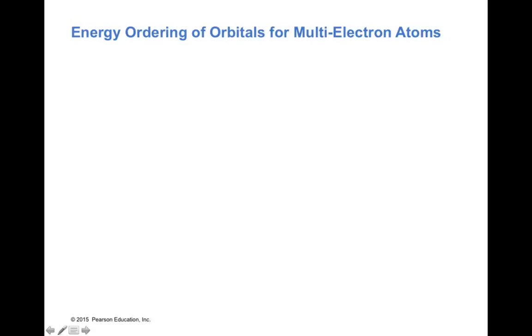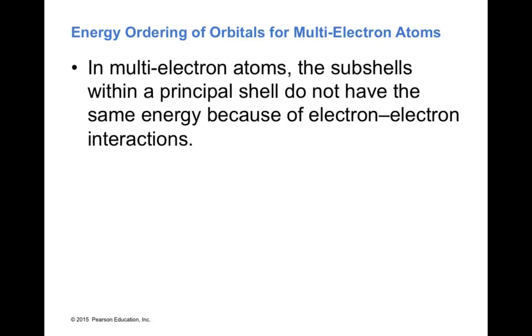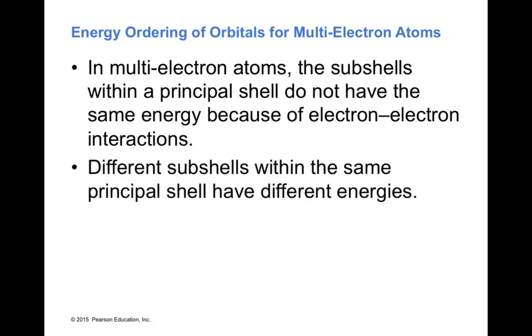Energy ordering of orbitals for multi-electron atoms. In multi-electron atoms, the subshells within a principal shell do not have the same energy because of electron-electron interactions. Different subshells within the same principal shell have different energy. So for example, for shell number 2, you have two subshells, 2s and 2p. Even though they are in the same shell, the 2s has a different energy than the 2p.